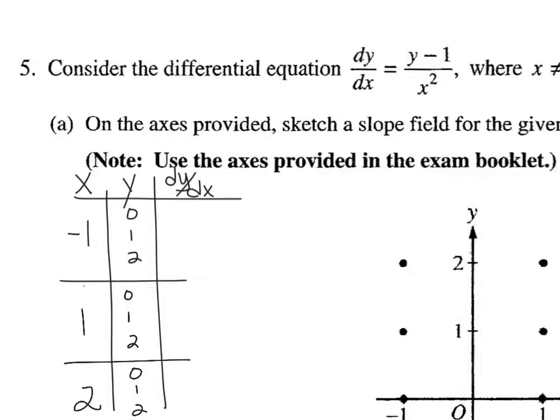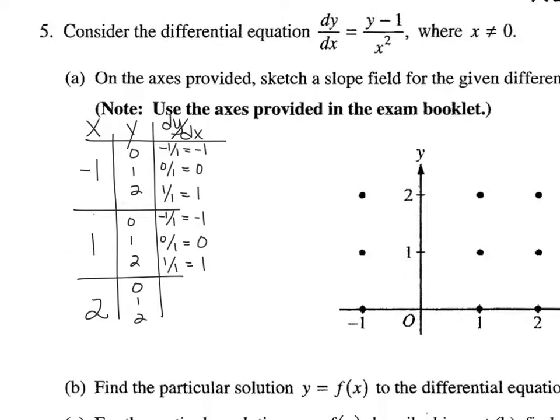So 0 minus 1 is negative 1 over 1, which is negative 1. And then I have 1 for y. 1 minus 1 is 0 over 1, which is 0. And 2 minus 1 is 1 over 1, which is 1. Same thing, when x is 1 now, my bottom is still going to be 1. So 0 minus 1 is negative 1 over 1. 1 minus 1 is 0 over 1, which is 0. And 1 over 1, which is 1.